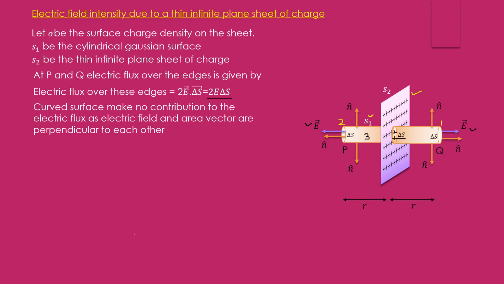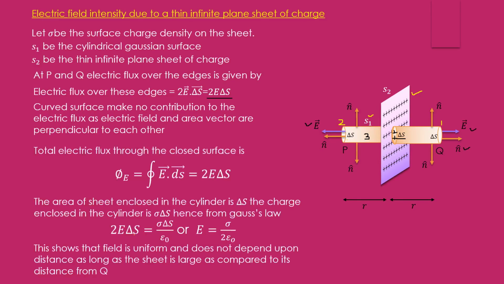Total electric flux will be only due to surfaces 1 and 2, so total electric flux is equal to 2E delta S. And according to Gauss theorem, this is equal to Q upon epsilon naught. Now if sigma is the surface charge density, then sigma equals Q upon delta S, so Q equals sigma delta S. Therefore 2E delta S is equal to sigma delta S upon epsilon naught. Therefore E will come out to be sigma upon 2 epsilon naught.